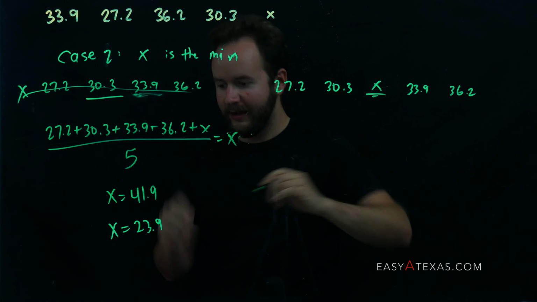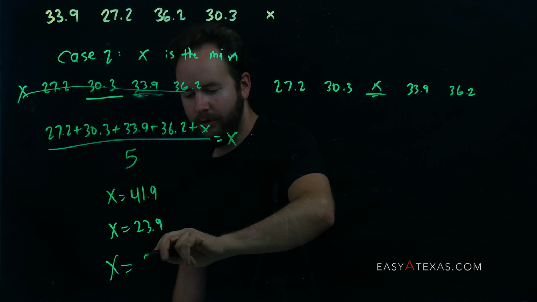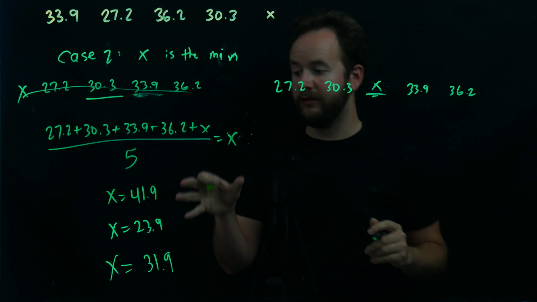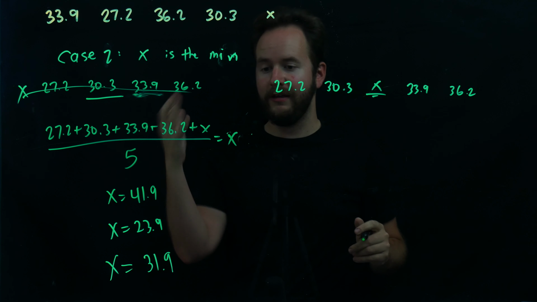When I solve this, I get x equals 31.9. And so these are the 3 possible values of x that you can use to cause the mean to equal the median.